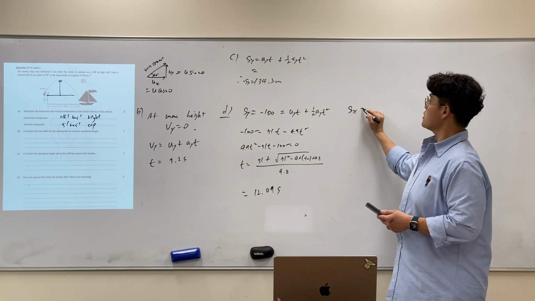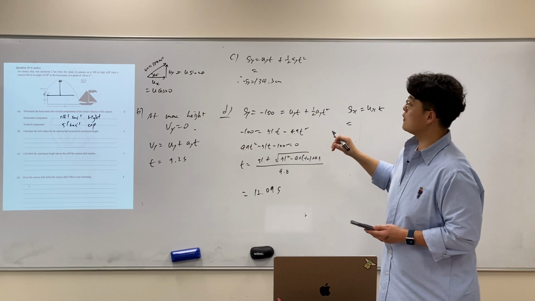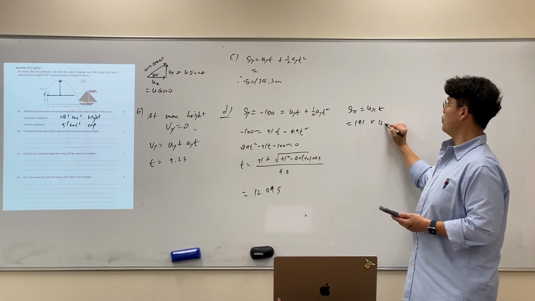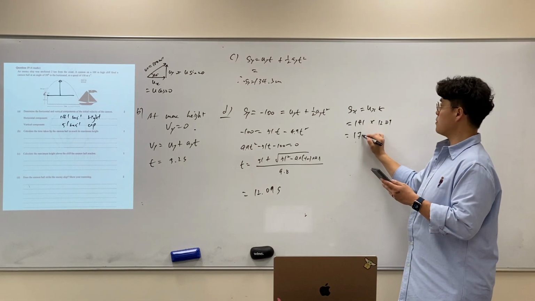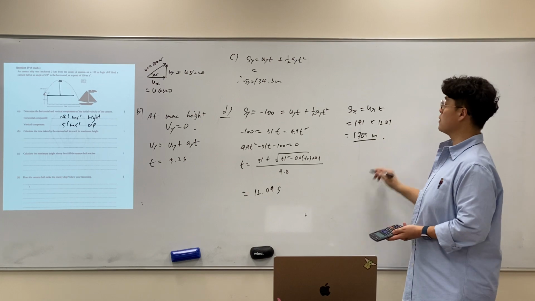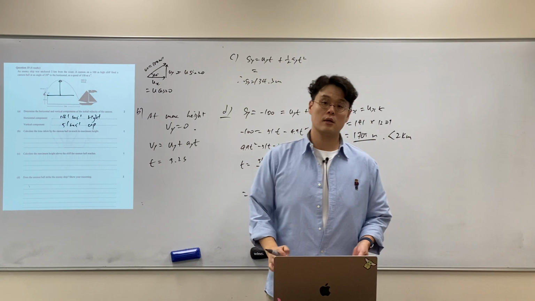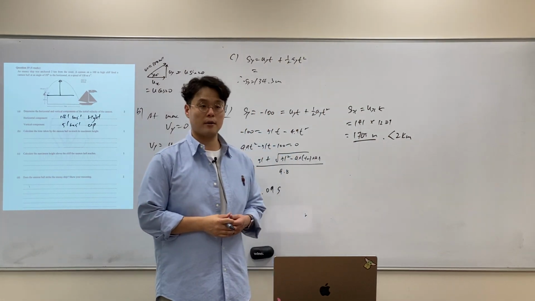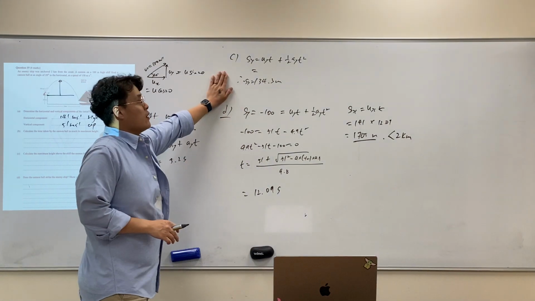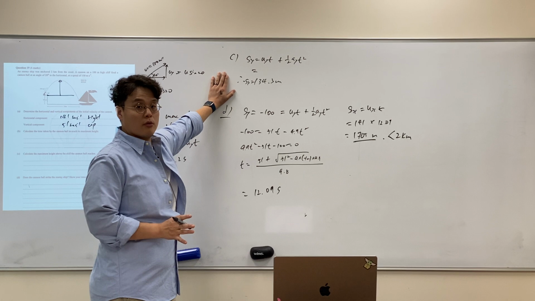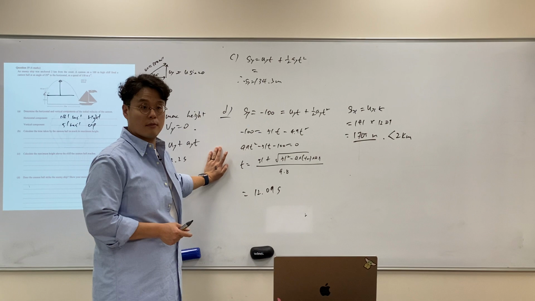Then Sx, which is range, is Uxt. Showing you that as you have given 141 times that 12.09, you get 1,705 meter, which is less than 2 kilometers. So it will not strike the enemy ship. Or you can use the time taken value from C over here if you like. I don't mind seeing that too, but I've been emphasizing this. It's easier to use the quadratic sometimes.